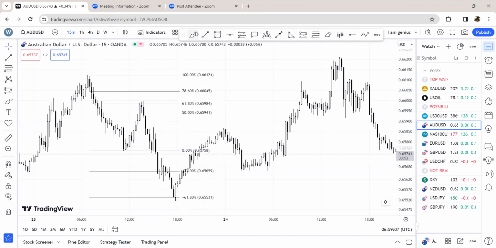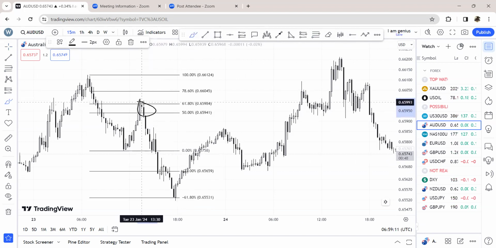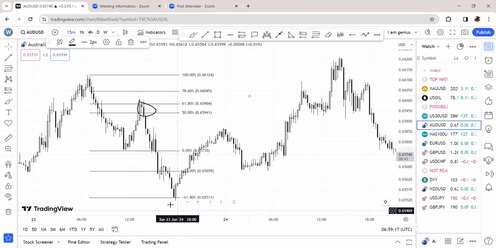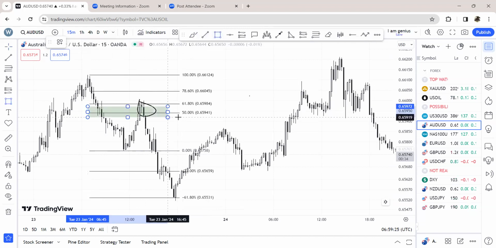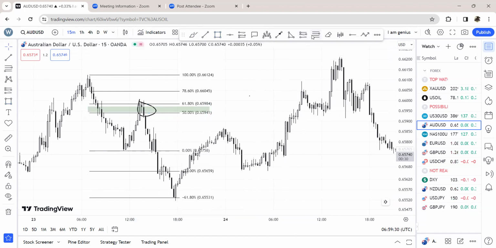Now, here's our turning point. We're expecting the market to turn from that level. And that's what happened. Then this was a strong trend. You can see that it reached all the way to that level. So remember, you put a line here. That's where you're expecting a turning point.